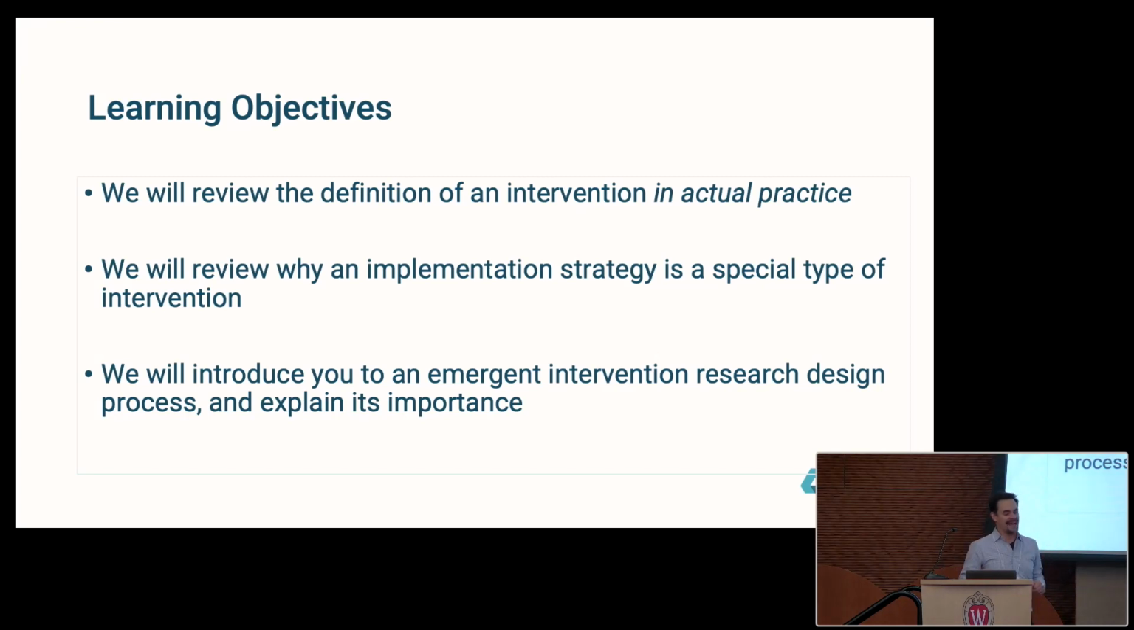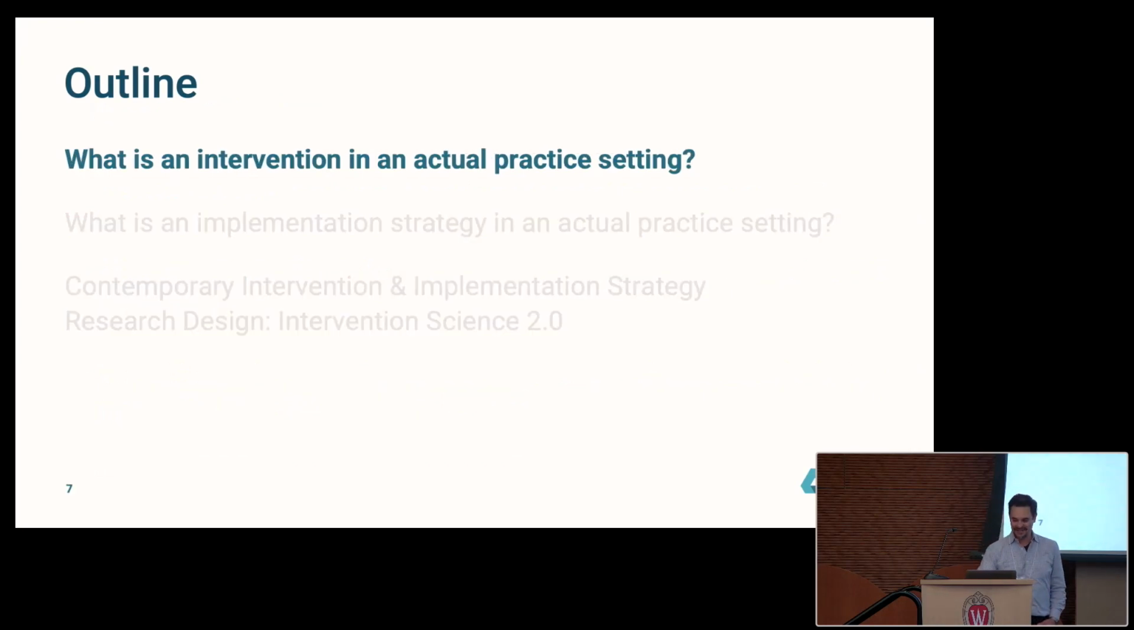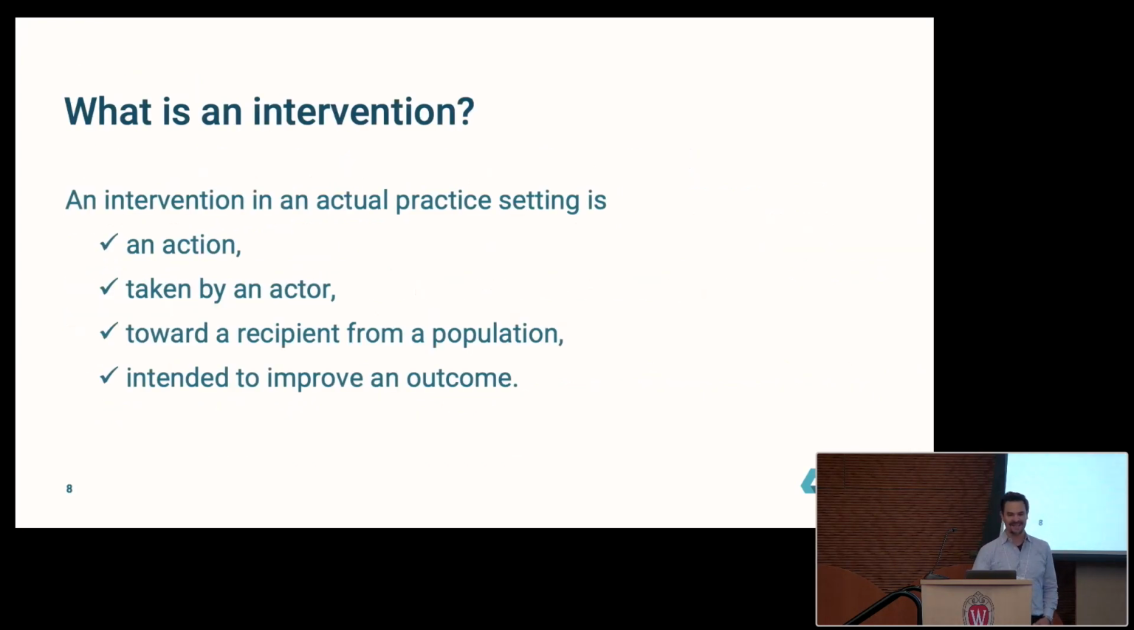If I have time. And I'm thinking of this as not a proposal. I'm thinking of this talk as from a journalist kind of point of view, like what I'm seeing as a statistician and methodologist, because I work with a lot of people across the entire translational health model spectrum. So really, that's kind of like the vantage point. Okay, so let's do it. What's an intervention in actual practice setting? And I wanted to keep this simple so we can understand it, but here we go. It's an action taken by an actor toward a recipient from a population intended to improve an outcome.